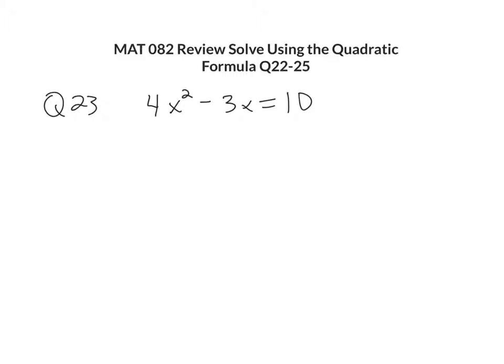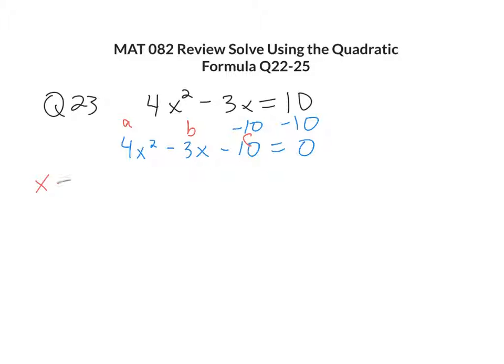All right, this time I'm not quite ready to use the quadratic formula because we need everything on one side of the equal sign. So I need to move this 10 over to the other side by subtracting it. So I'm going to have 4x squared minus 3x minus 10 equals 0. Now I'm going to be ready to use the quadratic formula. This is my a, b, c. Make sure to pay attention to the signs as we're working through it.